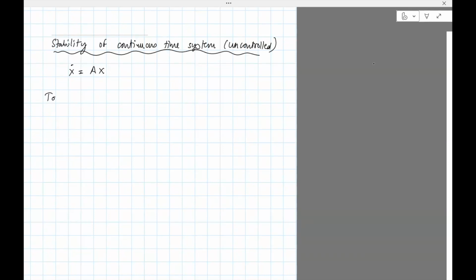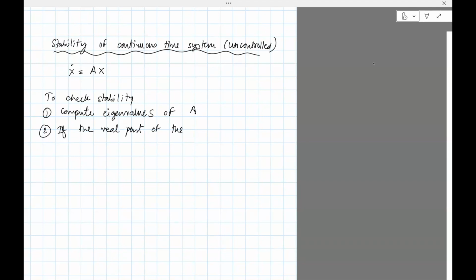So to check stability, first thing is compute eigenvalues of A. If the real part of the eigenvalues are negative, then the system is stable, else not.